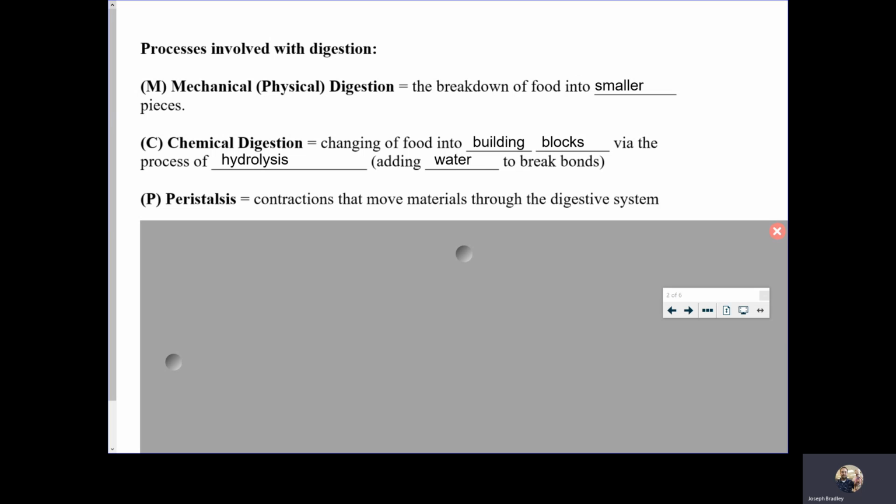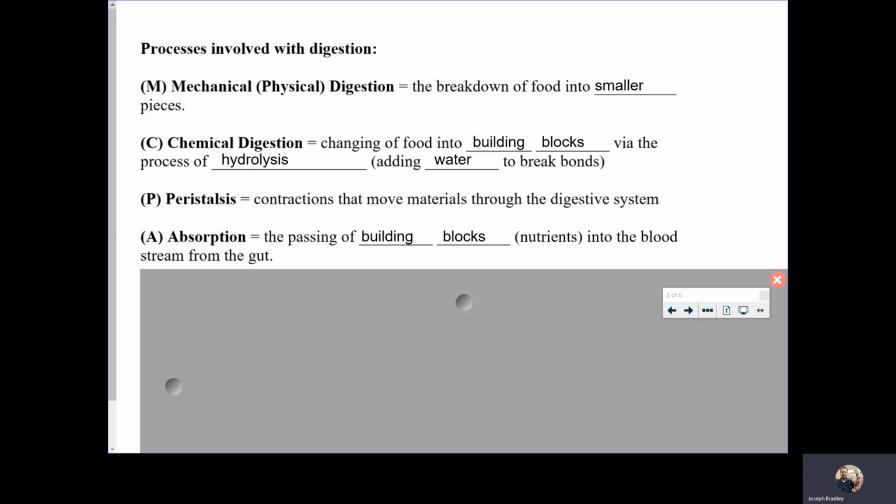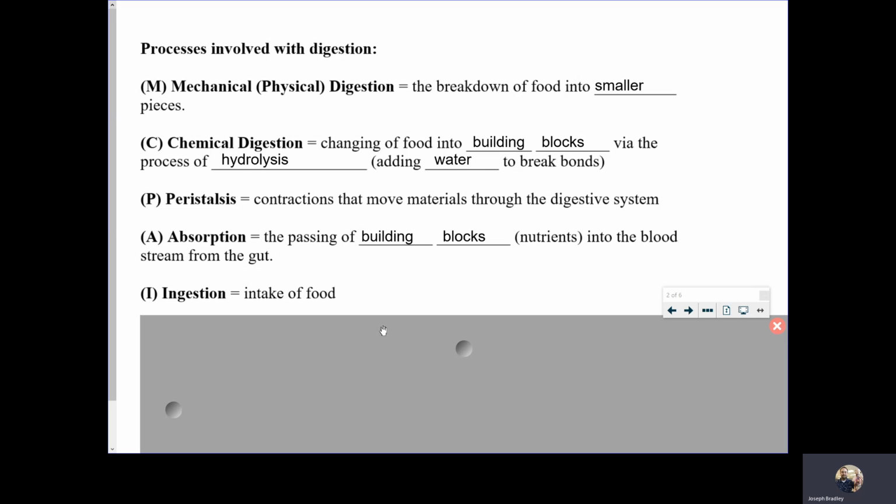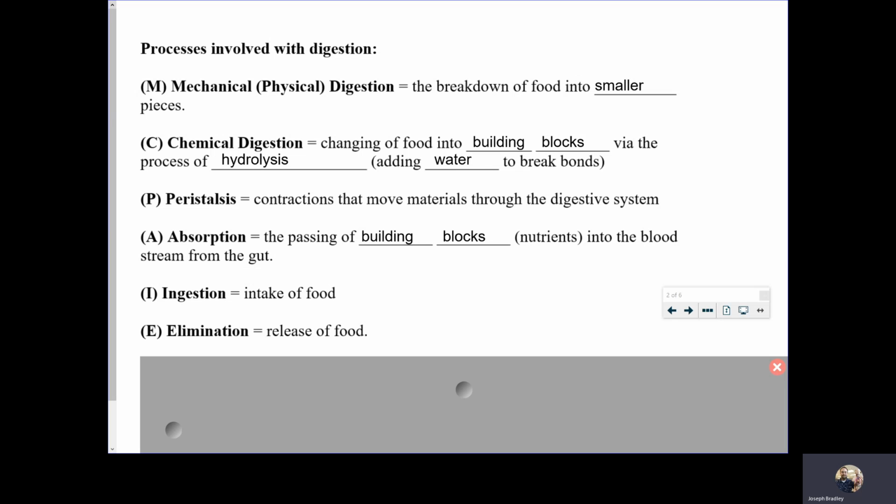Peristalsis is the muscular movements that move your food through. Absorption is where the building blocks are transported into the blood, and that happens down in your intestines. It's taking all the nutrients, and the reason it goes into your blood is because your blood then takes it around to all your cells, because again, the cells are the main things doing all the things that make you alive. Then you have ingestion, the intake of food, and elimination, the release of food.